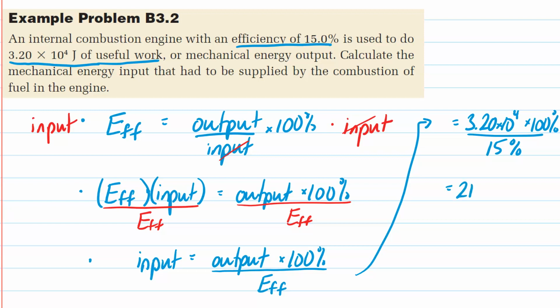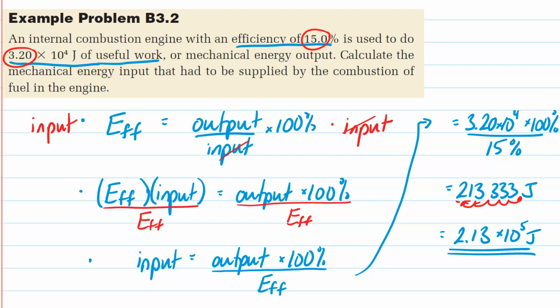Plugging into the calculator, you should get 213,333 joules, but our rounding should be to 3 significant digits. So what we should do is write this as 2.13 times 10 to the power of 5 joules, which would be the input energy that needed to be supplied to the engine.